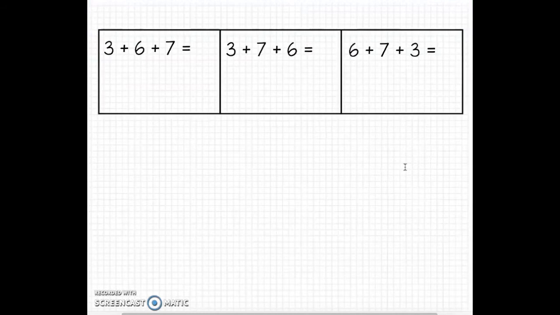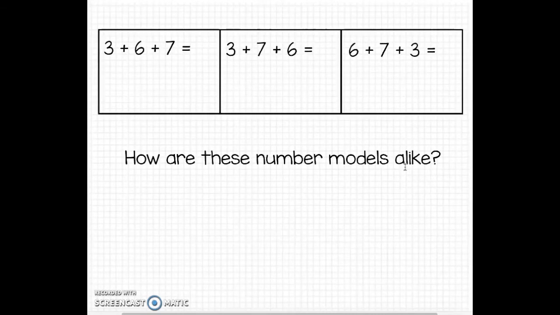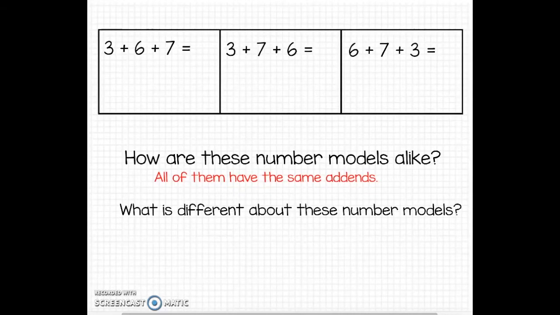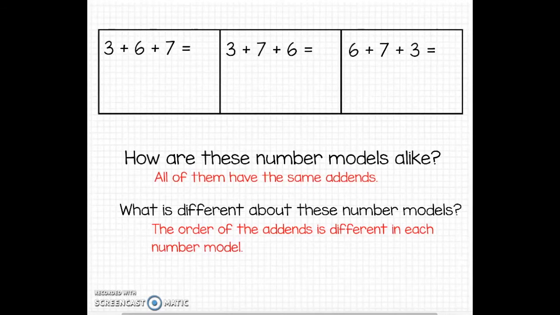Take a look at these 3 number models from the problem we just read. How are these number models alike? All of them have the same addends. You will notice that all 3 number models use the numbers 3, 6, and 7. So then what is different about these number models? You're right. The order of the addends is different in each number model.